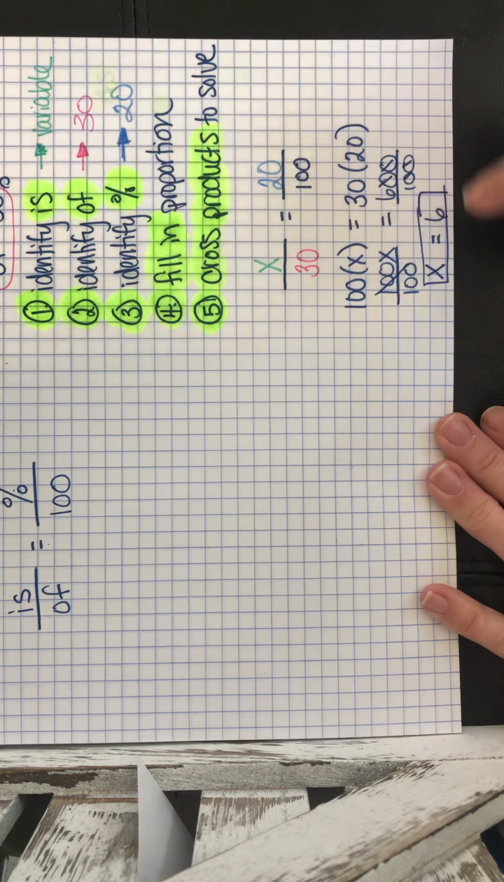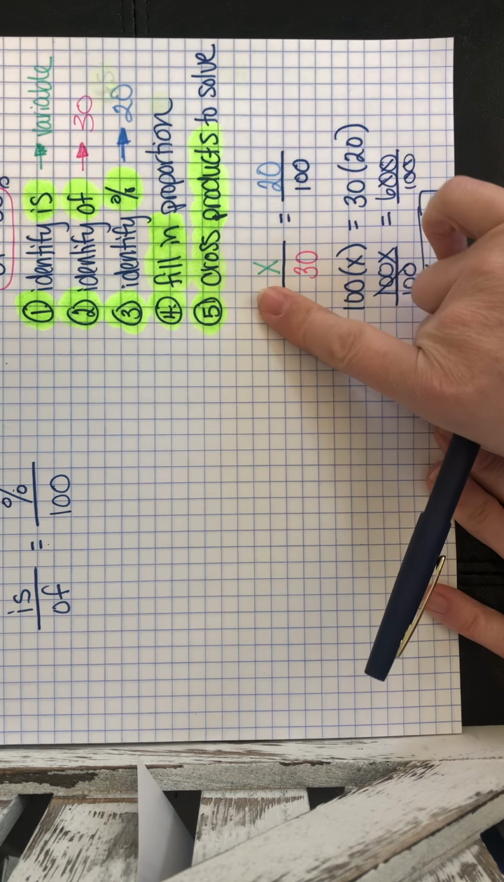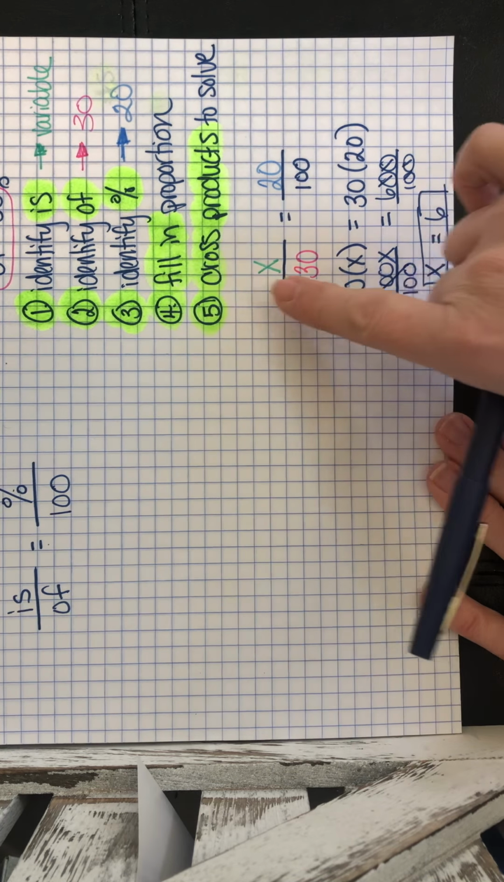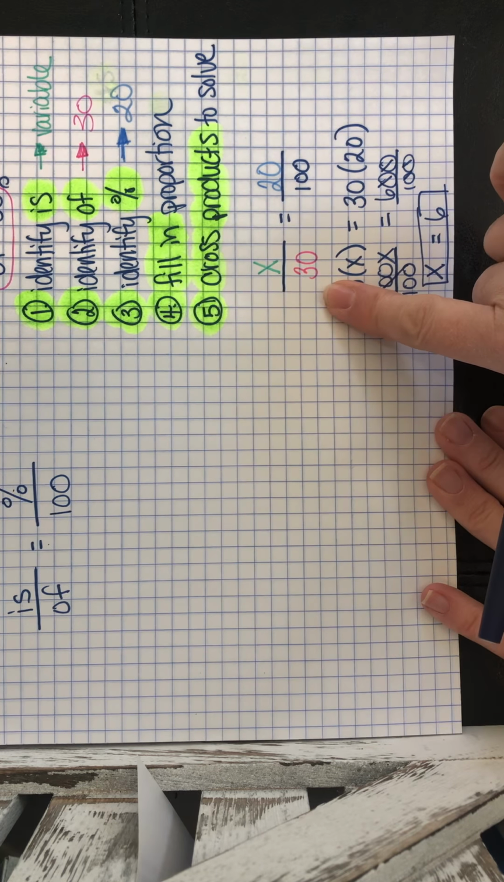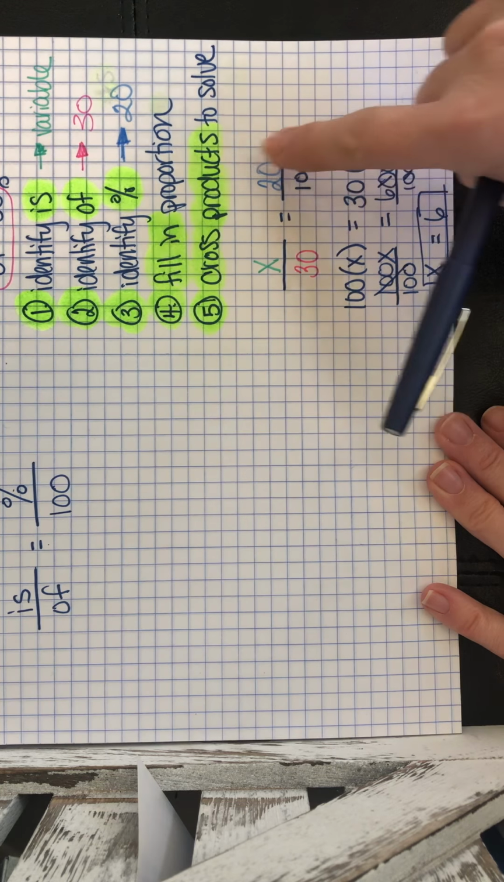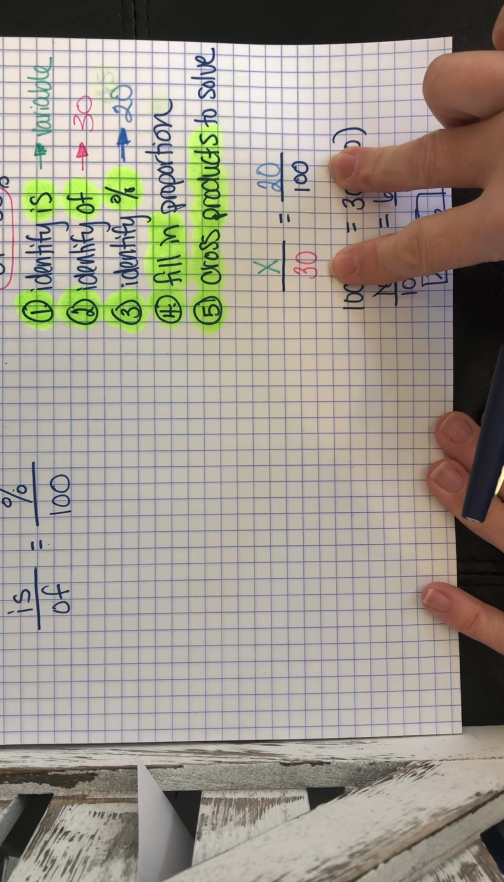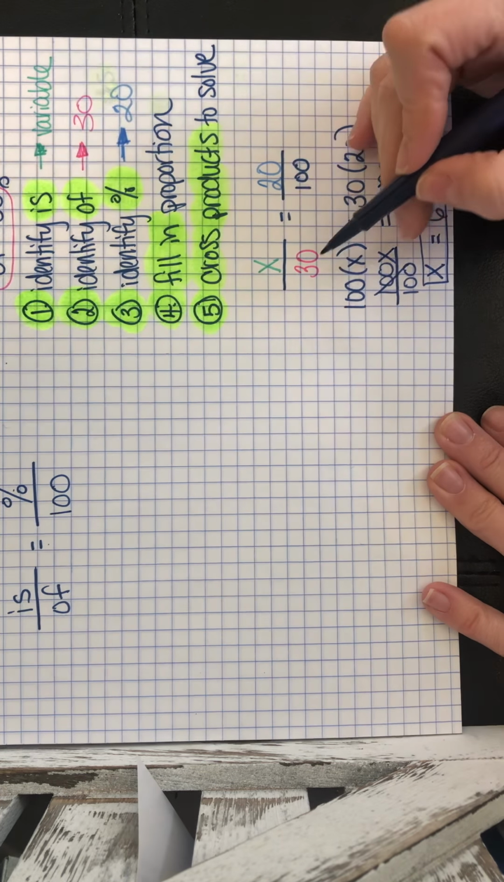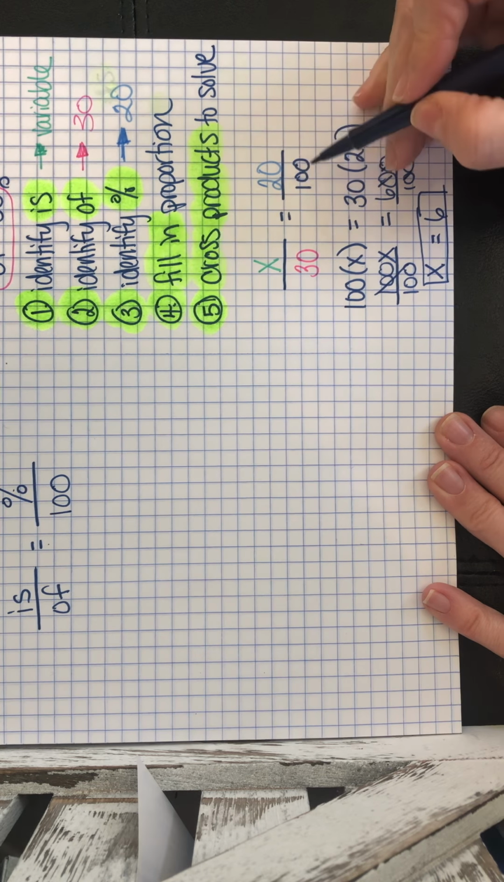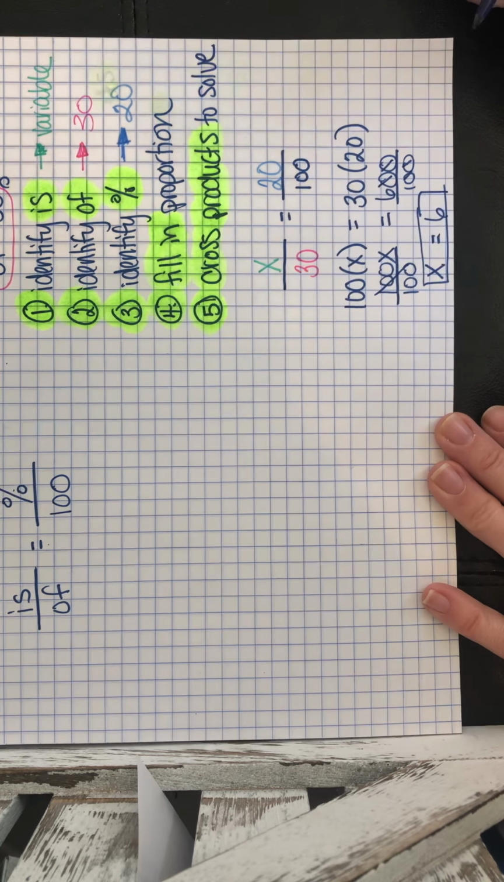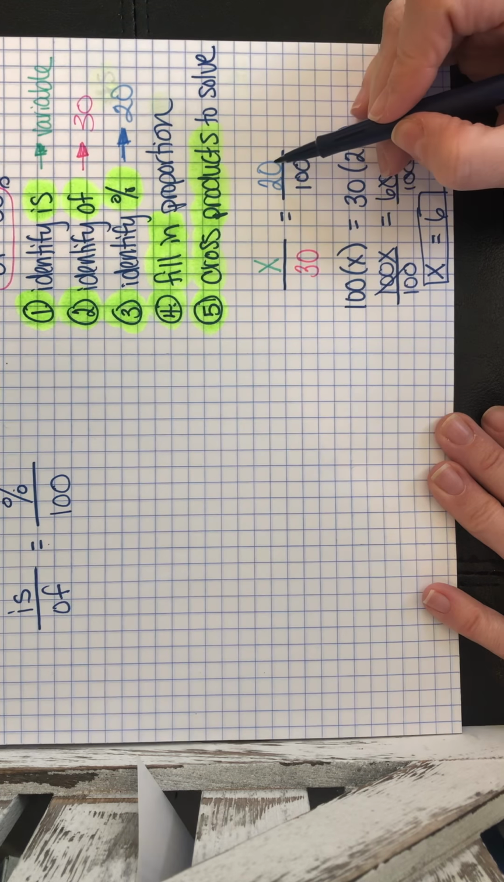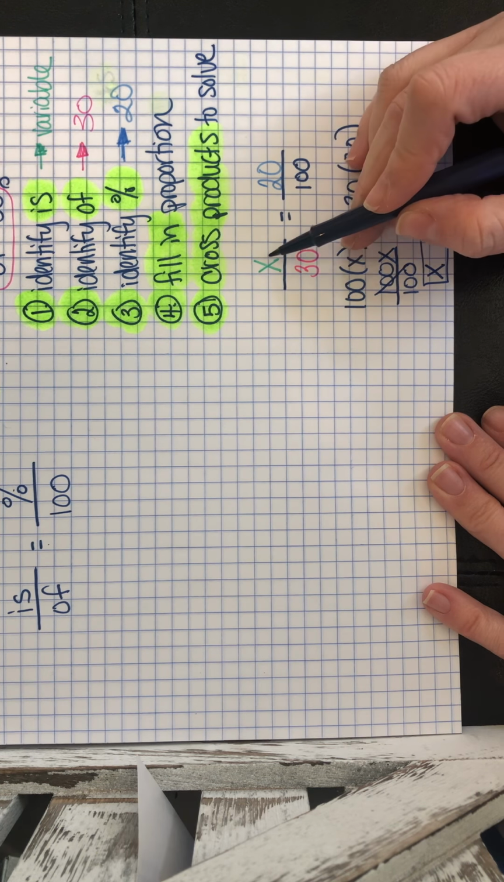So what that answer means is if I put 6 in here, 6 over 30 can simplify, and 20 over 100 can simplify, and they will both simplify to the same thing. Or 30 times 20 is going to give us 600. 100 times 6 is also going to give us 600. So that means that 20% of 30 is 6.